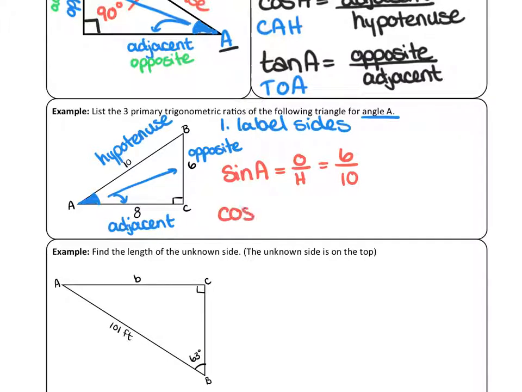Let's do cos. Cos A was adjacent over hypotenuse. The length of our adjacent is 8, and our hypotenuse is 10. And the last one, tan of A, was our opposite over adjacent, and that was 6 over 8. So it's really important to make sure that you label your sides correctly.